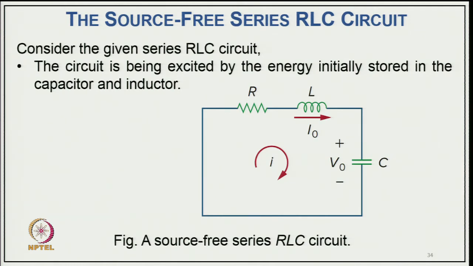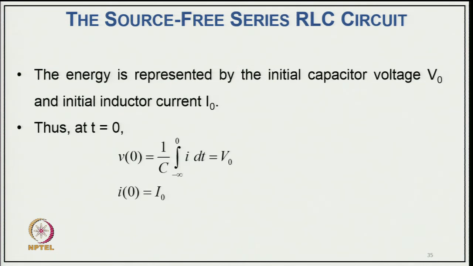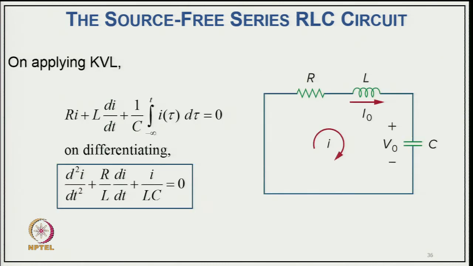So, we would like to discuss the response of this series RLC circuit. The energy is represented by the initial capacitor voltage V0 and initial inductor current I0. Thus, at t equal to 0, V0 will be (1/C) times the integral from minus infinity to 0 of i dt, and we call it V0. And the current in the inductor at time t equal to 0 will be equal to I0. So, these we call the initial conditions for the energy storage elements.